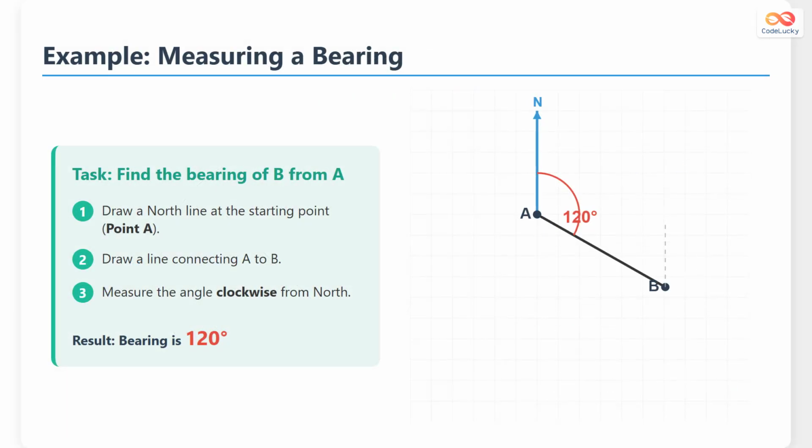To find the bearing of point B from point A, we draw a north line at A, connect the points, and measure the angle clockwise. In this example, the bearing is 120 degrees.